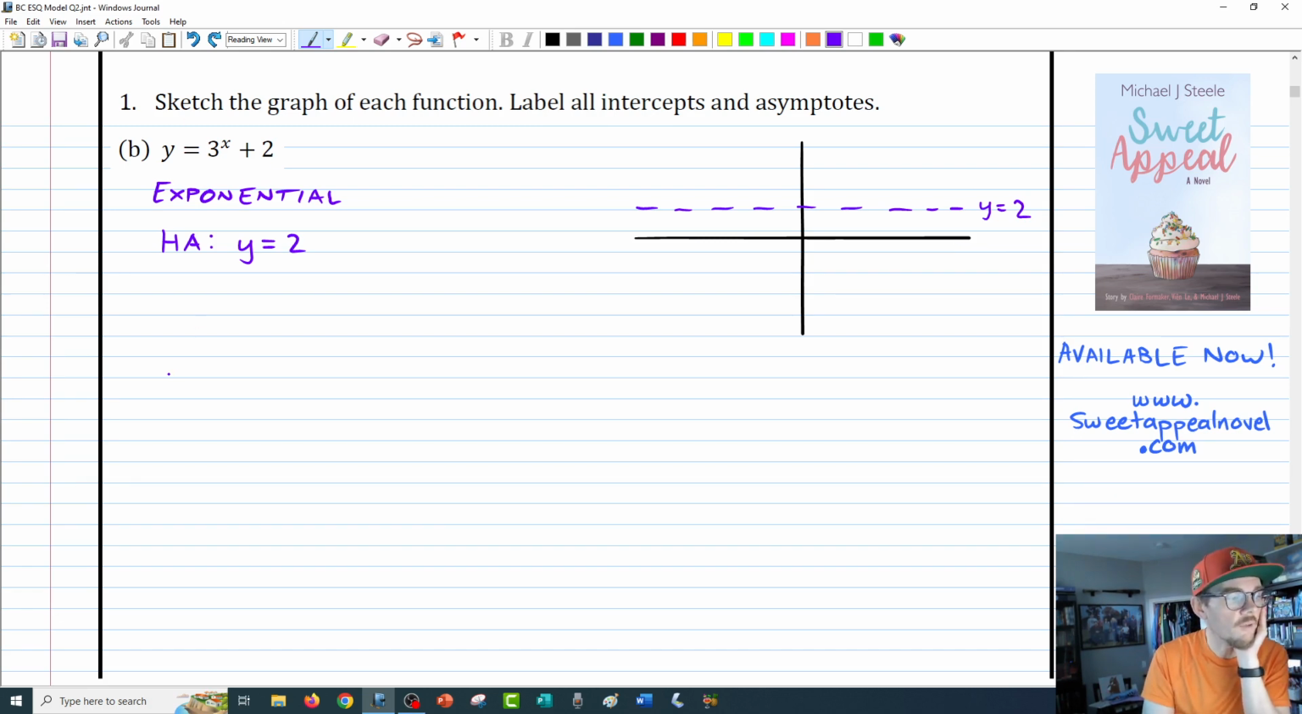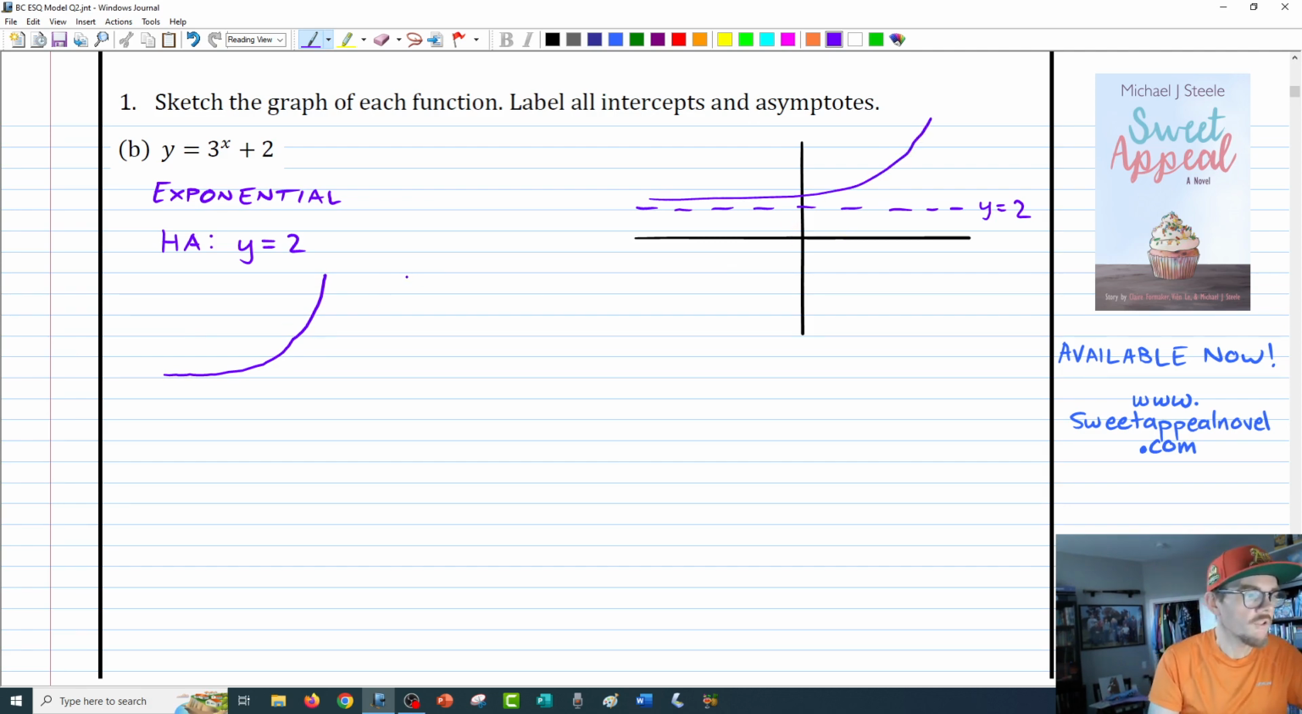Next, as far as our shape, an exponential is flat on one side and then grows really steeply on the other. So in our case, we can sort of see what's going to happen here. I would expect it to look like this. In fact, that's probably a perfect graph, so I'm going to leave it. But we should make sure that we check things like the x and y intercepts first.